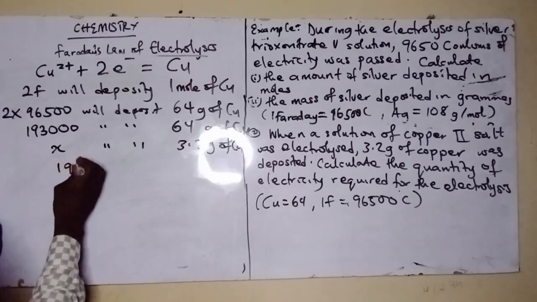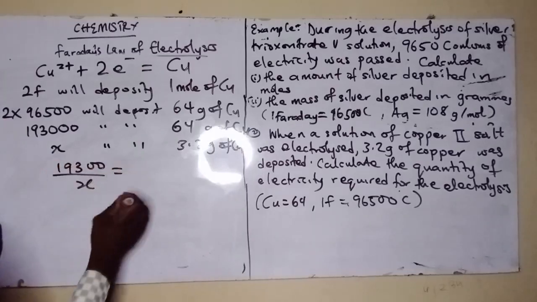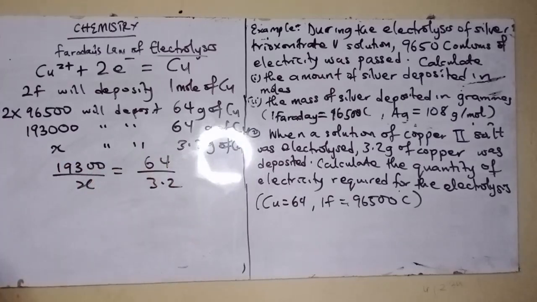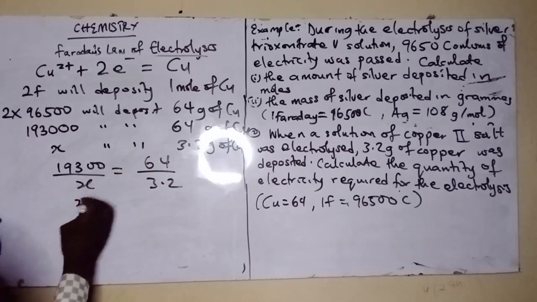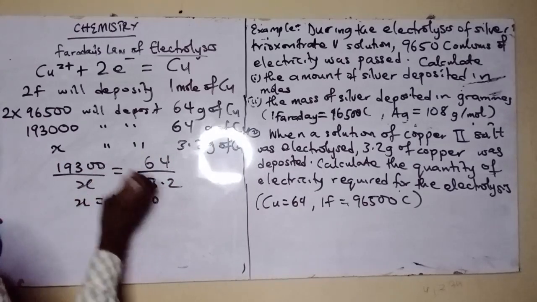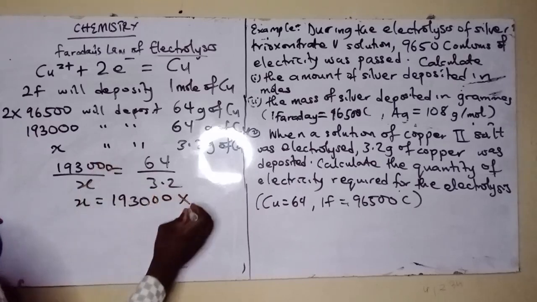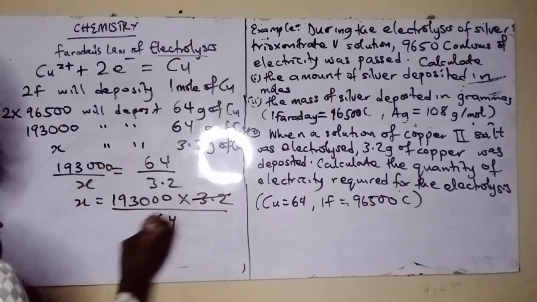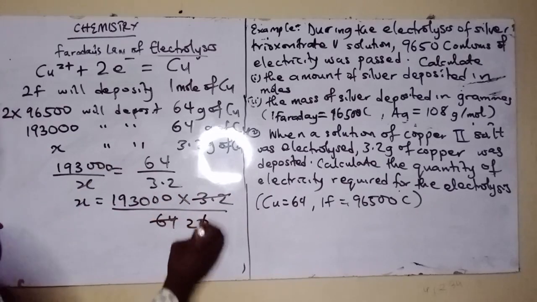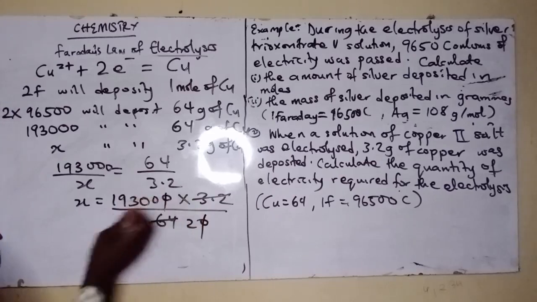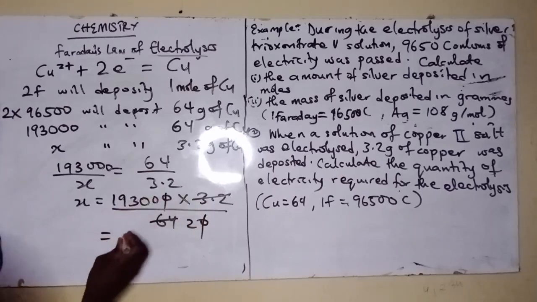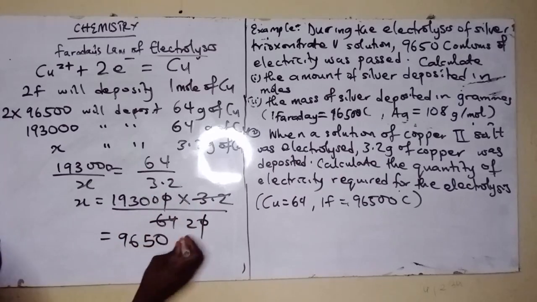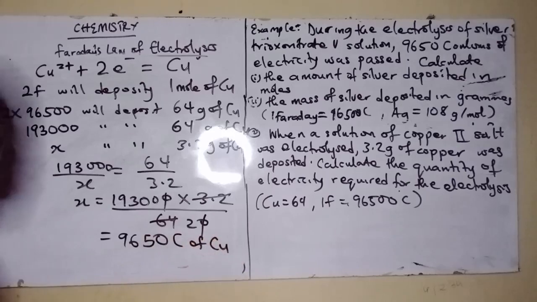So you just have 193,000 over X is equal to 64 over 3.2. Now this one will be X equals 193,000 times 3.2 over 64. If I use this one to cut, we are going to have 20. This one is cutting this, and we can get this one now to be 9650. So this 9650 coulomb is what will be needed.